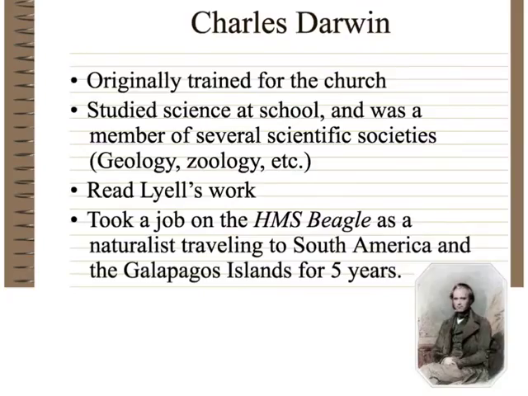All right, so then along comes Charles Darwin, and Charles Darwin's picture is right here. This is what he looked like as a young man. He originally trained for the church, but he studied science at school and was a member of a number of scientific societies.